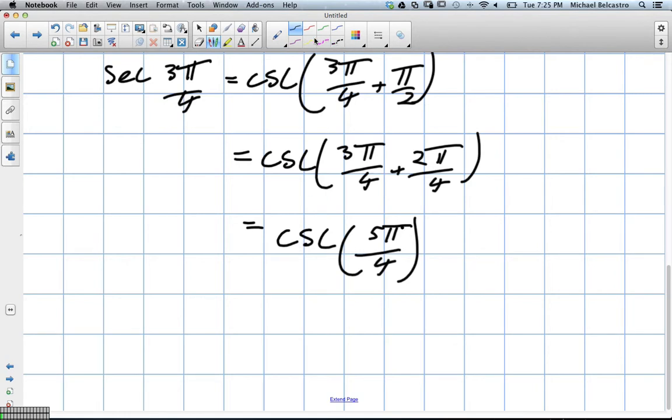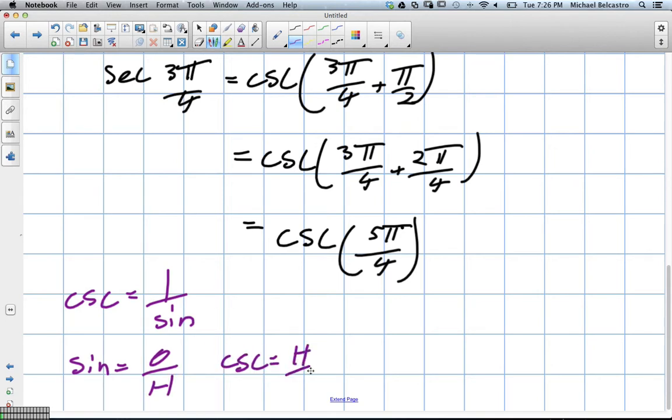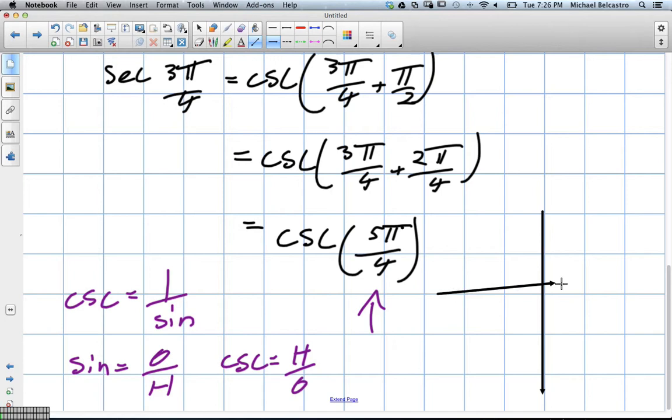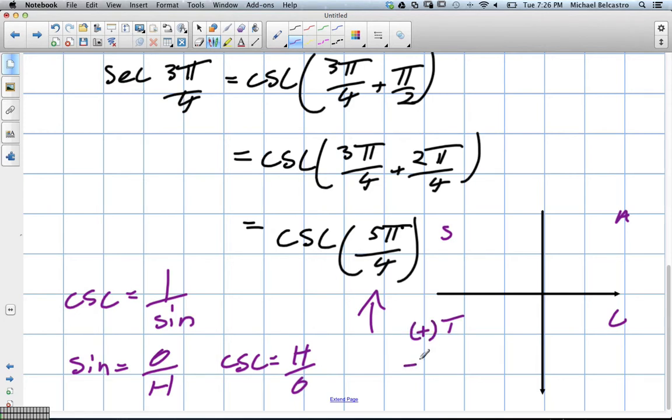First of all, let's relate cosecant. Cosecant is the reciprocal of sine, right? And we know that sine is equal to opposite over hypotenuse, so the reciprocal, cosecant, would be equal to hypotenuse over opposite. This angle ends up in the third quadrant, where we have 5 pi over 4, right? So we look at the CAST system. In the third quadrant, only tangent is positive there, so cosecant will be a negative value.